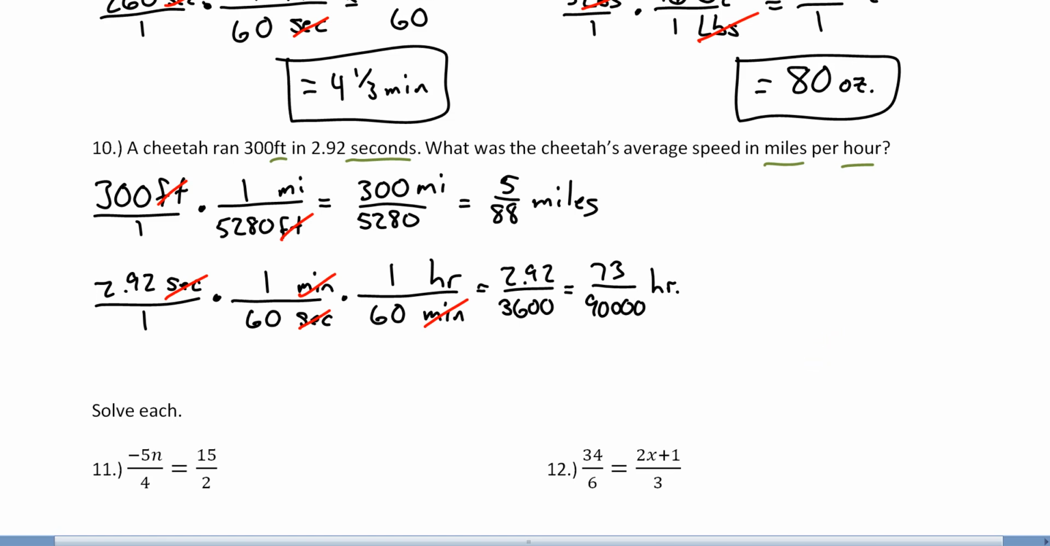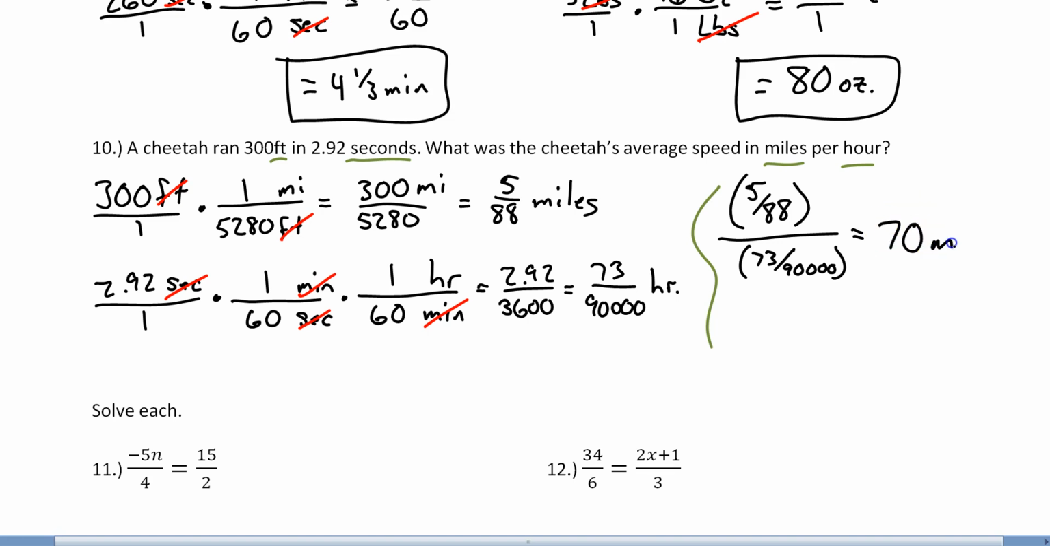But now if I divide these two things, if I take the miles and divide it by the hours, I'll have miles per hour. And this is going to be just a job for my calculator. You just have to be really careful. If I want to do this, the 5 over 88, slap that in parentheses, and then divide it by, and then this guy, 73 over the 90,000. Okay? And again, this is just a job for my calculator, so I plug it in and say 5 divided by the 88, and then divide that by the other fraction, which was the 73 divided by the 90,000. And again, if you have these written as decimals, that's okay. You'll just take the two decimals and divide them, and we get approximately 70 miles per hour.